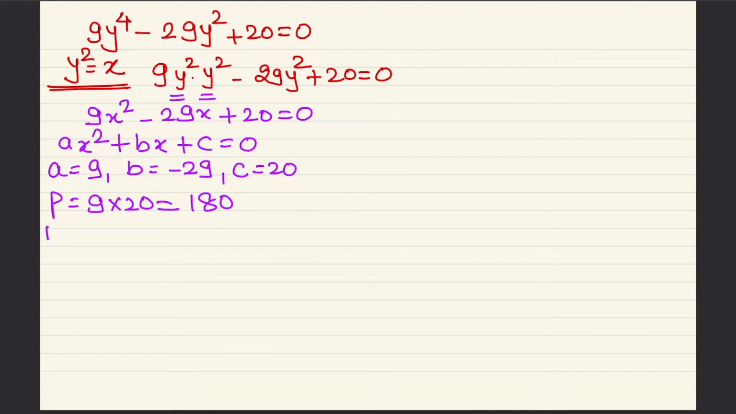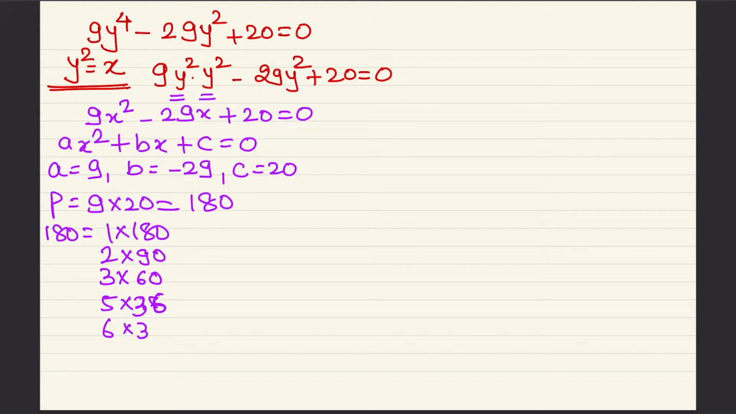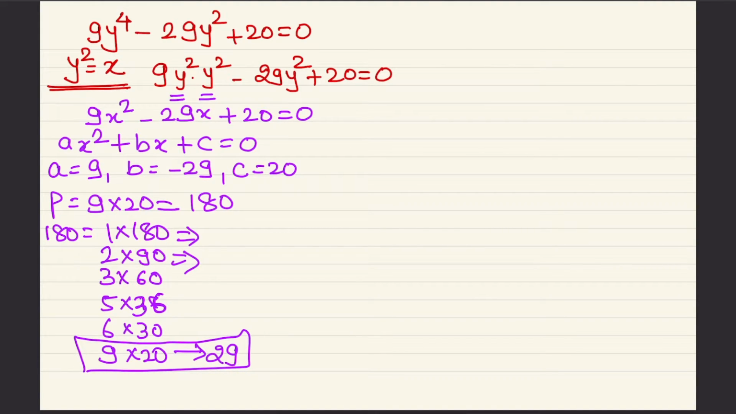Quickly do that. The factors of 180 are 1 into 180, 2 into 90, 3 into 60, 5 into 36, 6 into 30 and it is 9 into 20. Now we'll see the sum. When we see, we got that 9 and 20 will give you 29 as a sum.